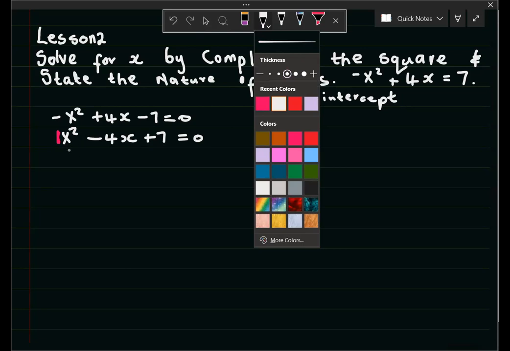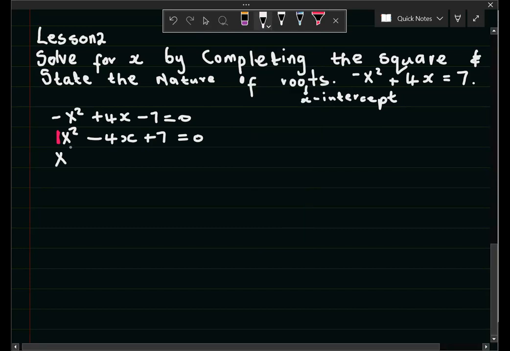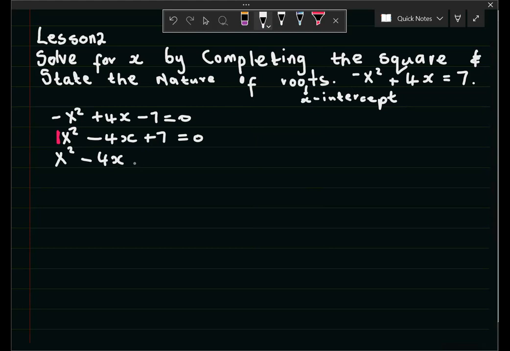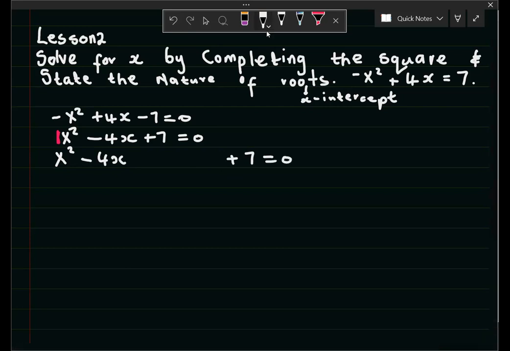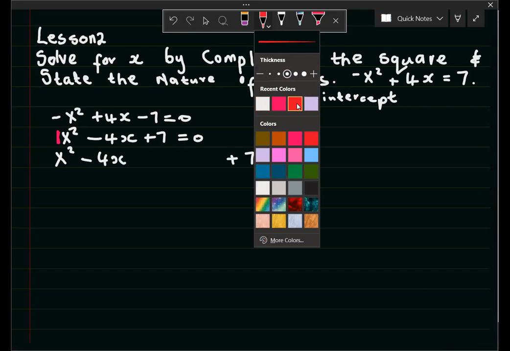Okay, so now let's check here. We're going to rewrite this way: x squared minus 4x, and then just leave some space, because we're going to add something here. The plus 7, I'll put it somewhere there, then equals 0. Okay, so this is what we're going to add.